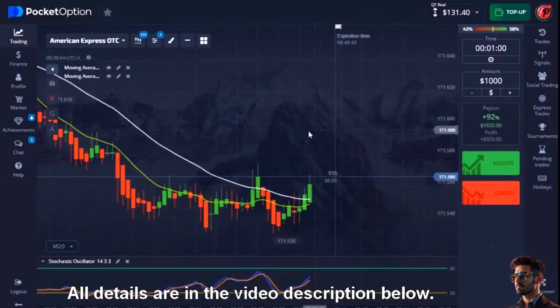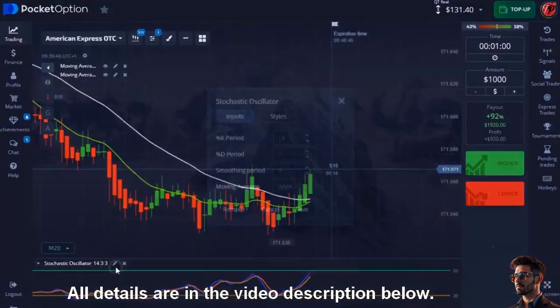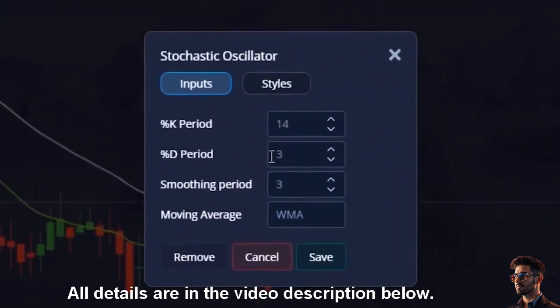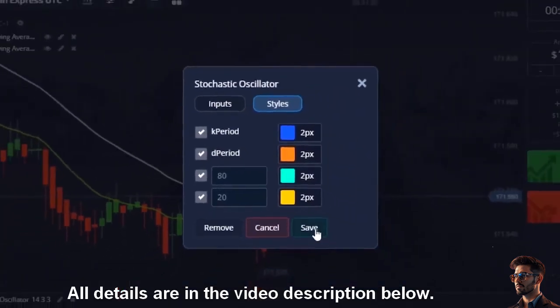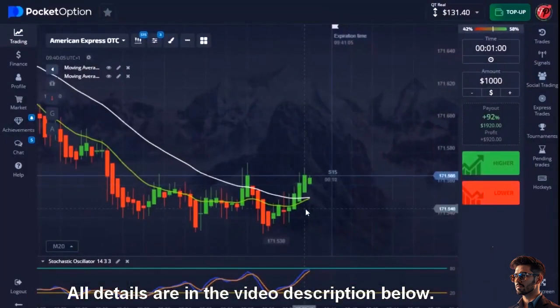On the last indicator, I use a stochastic oscillator. I actually use the default settings, but for the moving average here, I make sure I change it to WMA. That's the only thing you need to change. On the style part here, make sure you set all the lines to 2 pixel, and when you're done, you hit save. So that's pretty much all the setup of this strategy.